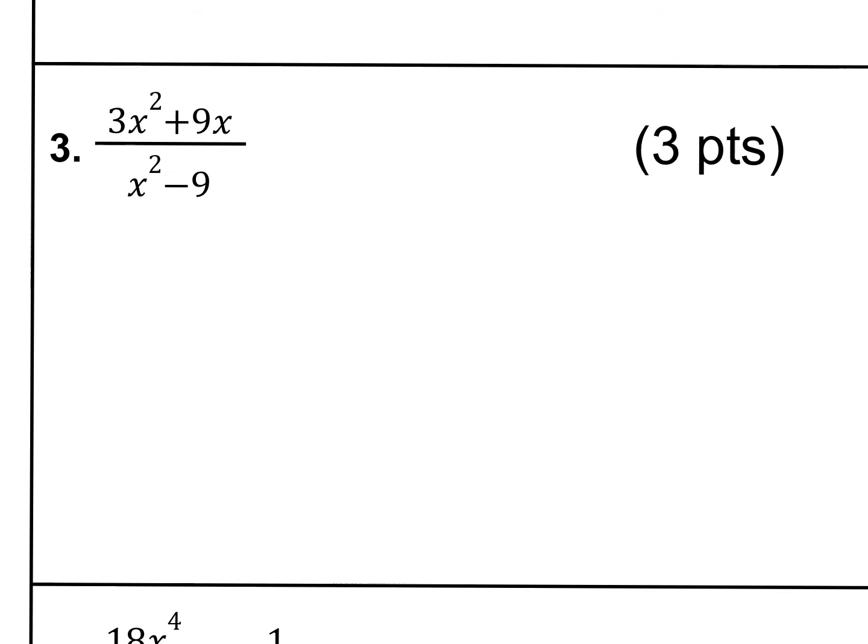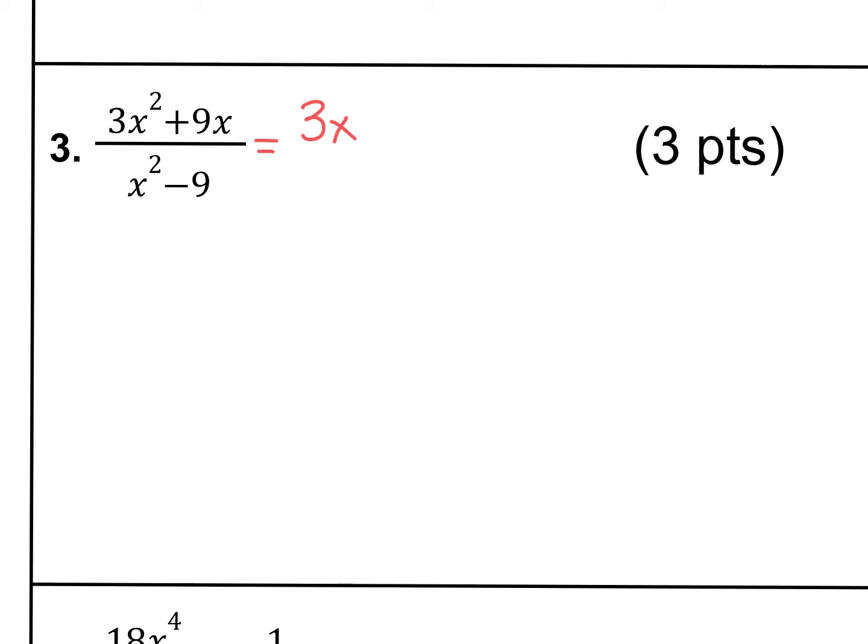Number 3. Okay. Again, not dealing with monomials here, so we got to look. Can we factor? So we start by always checking for a GCF. So I look at the top. 3x squared and 9x. Do those have a GCF? Yeah, they do. Okay, what is it? Yep, they both have a 3, but we also have to check the variable. They both have an x. They both have an x to the first. Do we all see that?